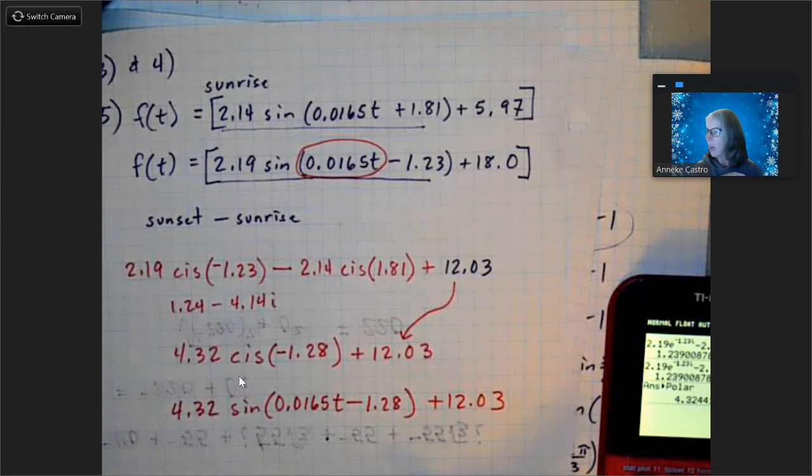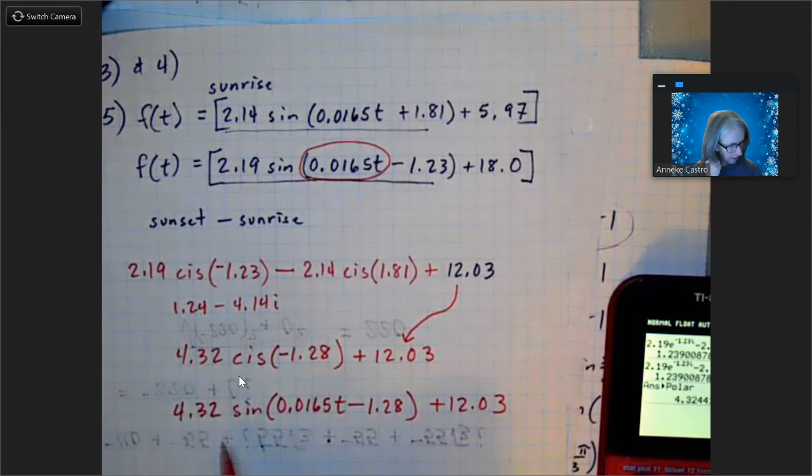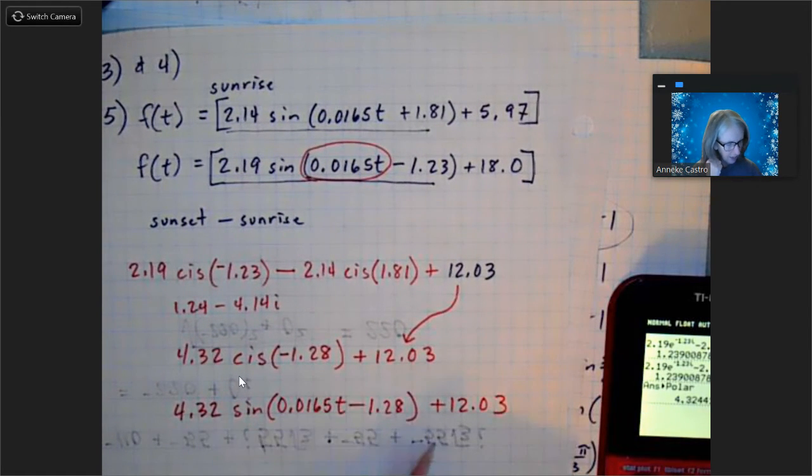Very cool. All right, B, hence, find an expression for the length of daylight on day T and the length of the longest and shortest days according to the model. Okay, well, we already have our expression for daylight. Here it is. This is my daylight, okay? And we want to find the longest and shortest days according to the model.